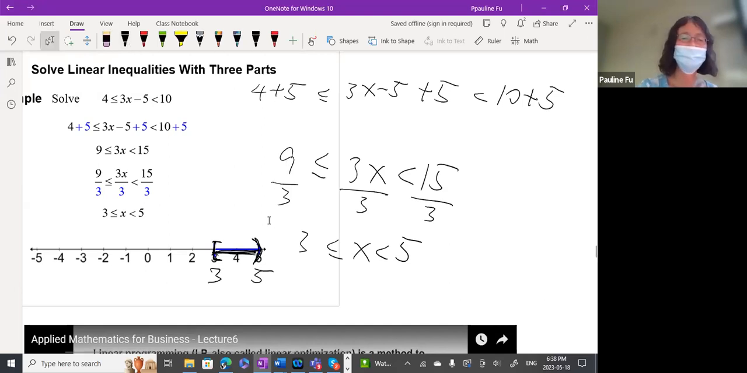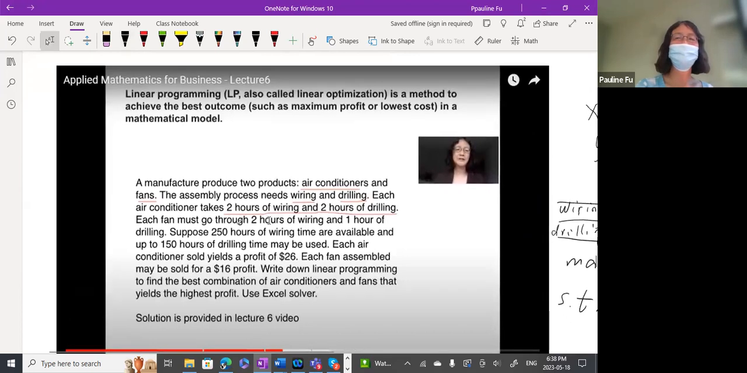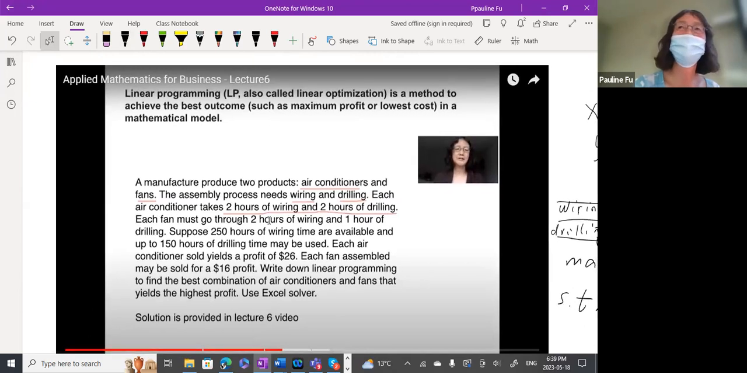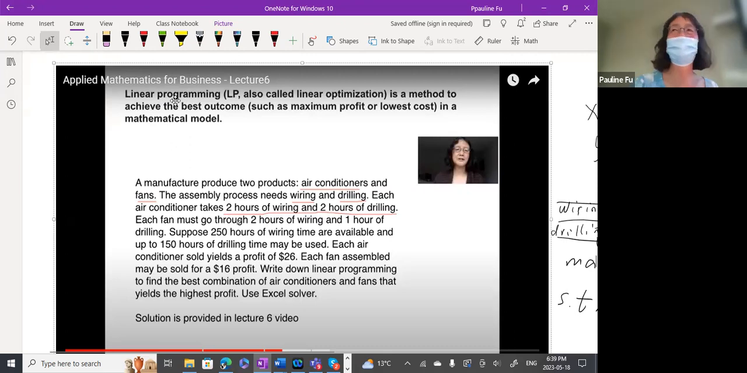Next, this question. It is the last question for the PowerPoint, then we move on to the tutorial. And this question is the most difficult one we have encountered so far. This involves linear programming. In my lab, you're going to have several questions about this. So we will take this one as an example, and then we'll solve two or three more questions from the tutorial, which also has similar questions. Okay.